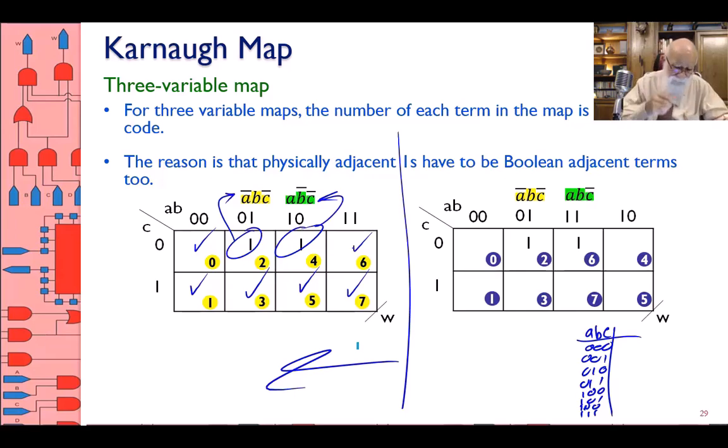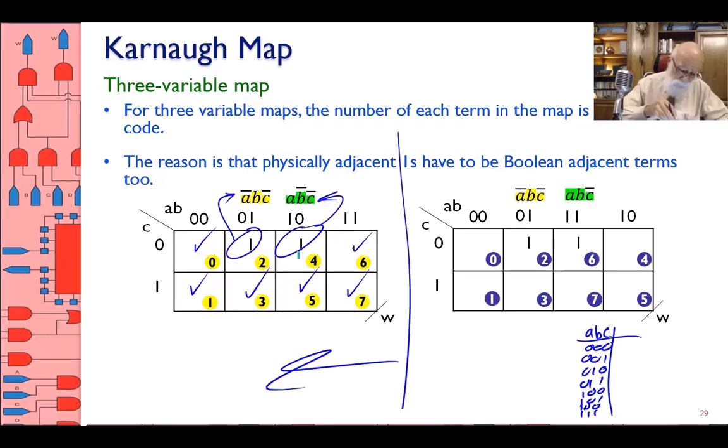They are not because they have the same variables, but they differ in two variables. One is A bar here and A there. And the other is B here and B bar there. Therefore, even though they appear to be adjacent, they're not adjacent. So where did I go wrong? I went wrong in numbering the columns of my Karnaugh map.